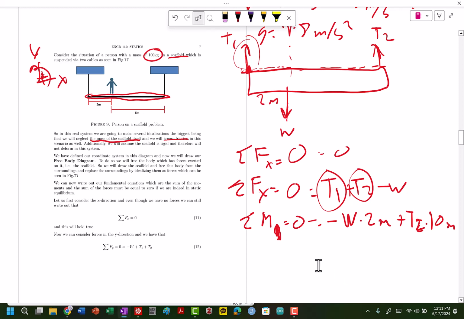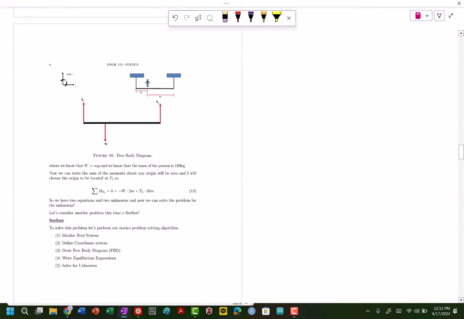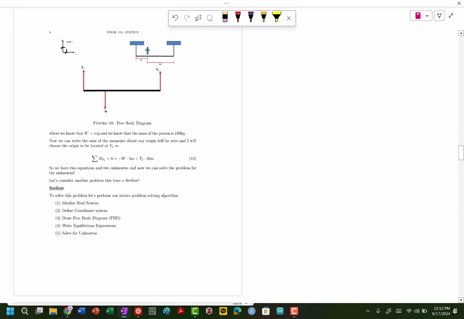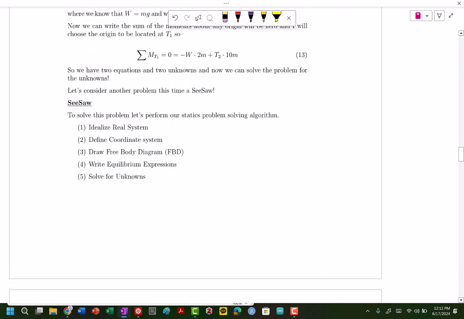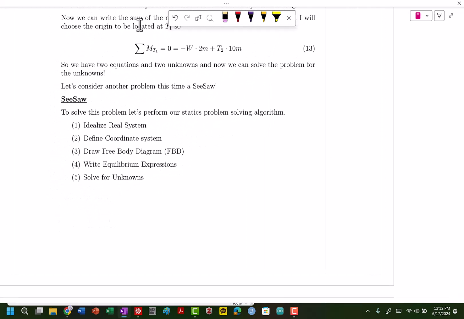So, we've just solved our first statics problem. Congratulations. So, now, let's move on to the next one, which is going to be our seesaw problem.